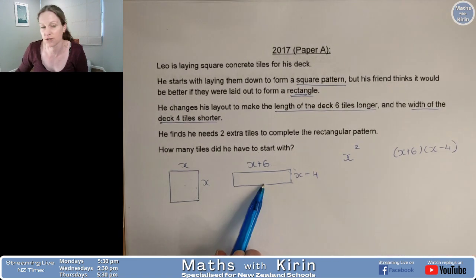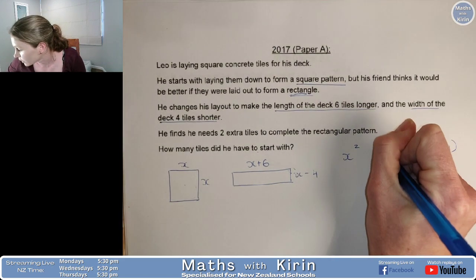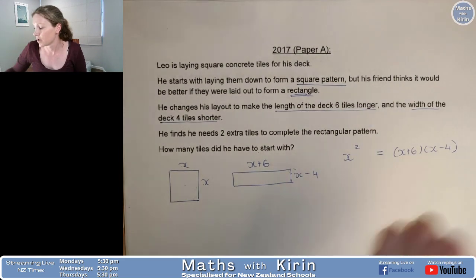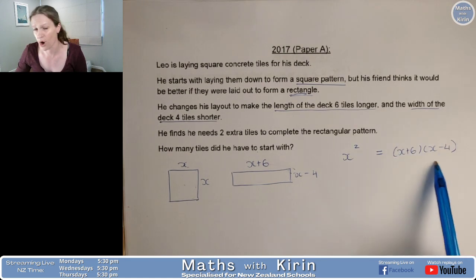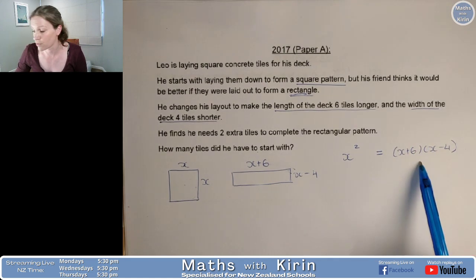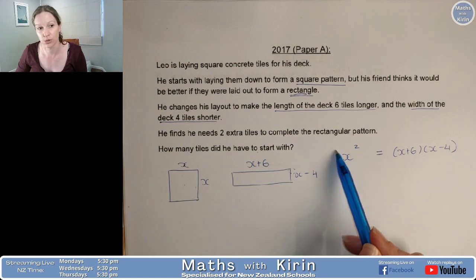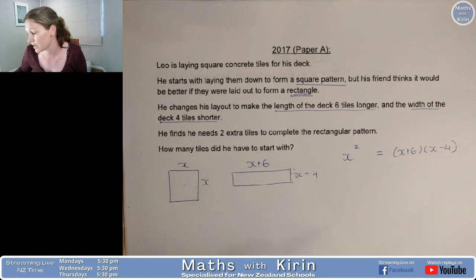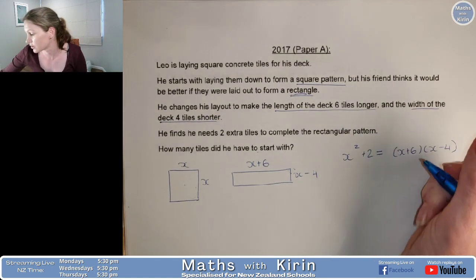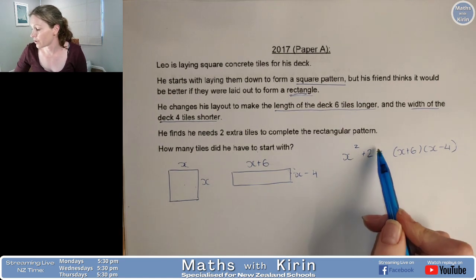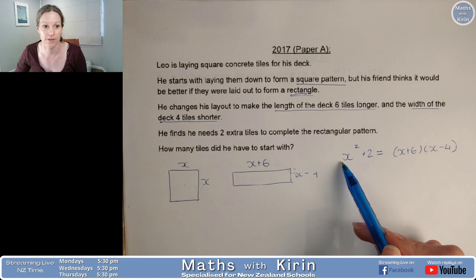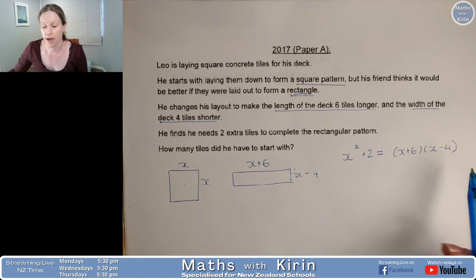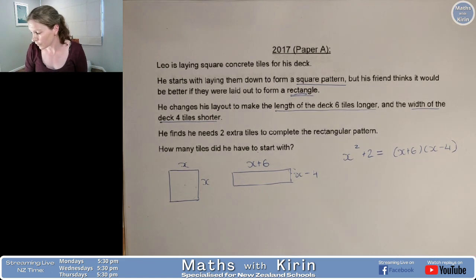Now we know that this has 2 extra tiles. So in order for these to be equal, there's 2 things we can do. We can either take 2 tiles off this in order to get them equal, or we can add 2 tiles to the square in order to make them even. So if we have a plus 2 here, we know that this is now going to be the same as this. Okay, we have to add the 2 extra tiles that we had for that rectangle. Cool. So from here, we want to expand.